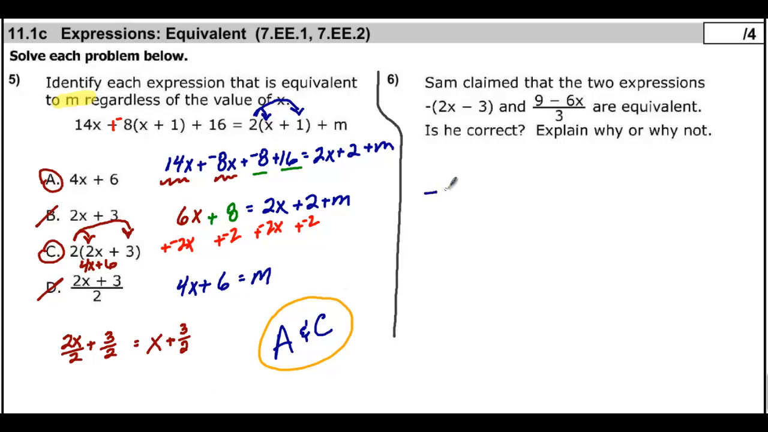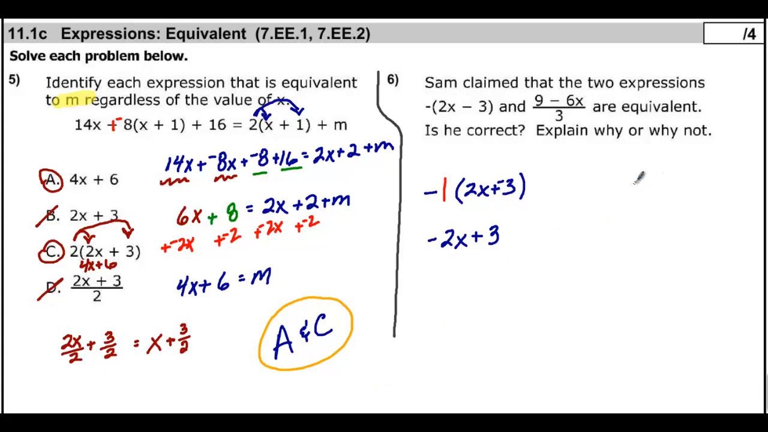Let's take the first one. Negative or opposite of 2x minus 3. Remember we said put a 1 there. That's going to help you when it comes time to distribute. Negative 1 times 2x is negative 2x. Negative 1, we're going to make that add the opposite. Negative 1 times negative 3 is a positive 3.